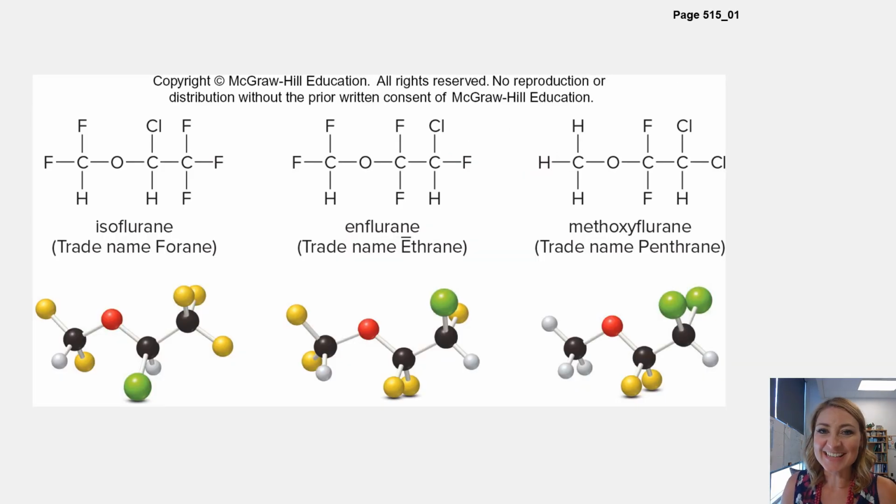Thankfully, we're living in a time of chemistry and we have alternatives to diethyl ether. These bottom images that you're seeing are safer alternatives, which cause unconsciousness, loss of pain sensation, but they have little to no patient discomfort, and guess what? They're not as flammable. So isoflurane, enflurane, and methoxyflurane are used in place of diethyl ether these days.